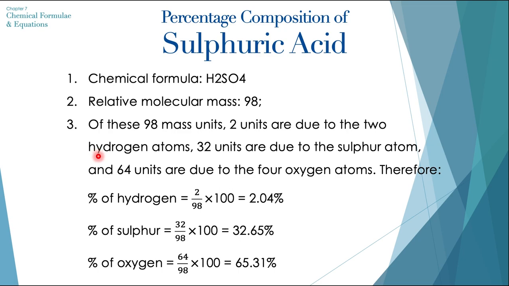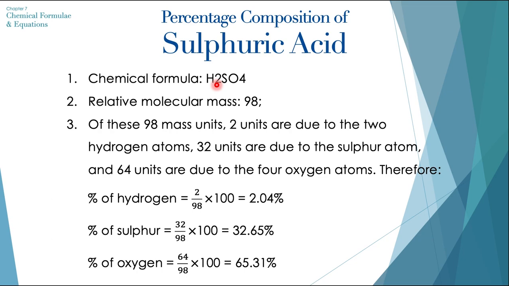So of these 98 mass units, 2 units are due to the hydrogen atoms, right? 32 units are due to the sulfur atom, and 64 units are due to the 4 oxygen atoms. Okay? I'm basically saying the masses of the 3 elements. The mass of the entire molecule is 98, but 2 units are of the hydrogen atom because there are 2. Relative atomic mass is 1, we multiply by 2, we get 2.